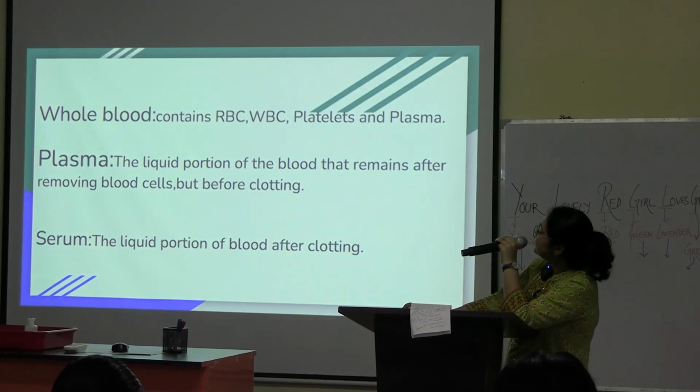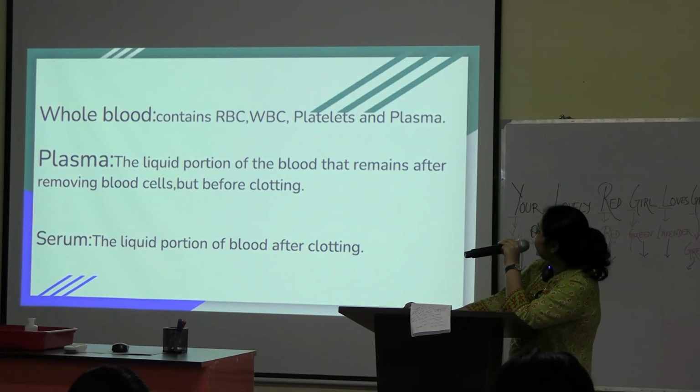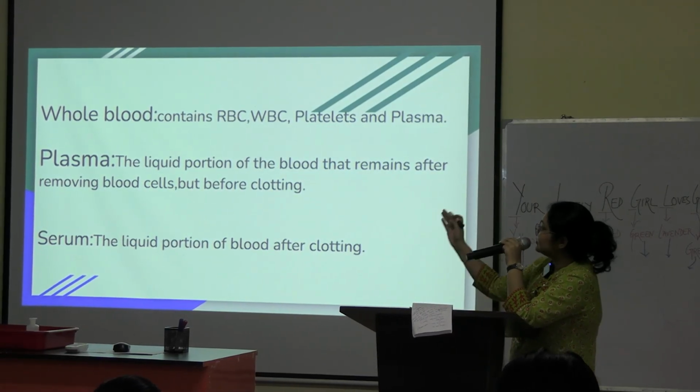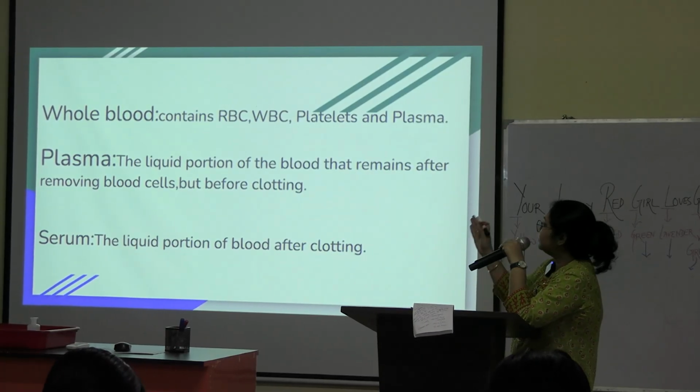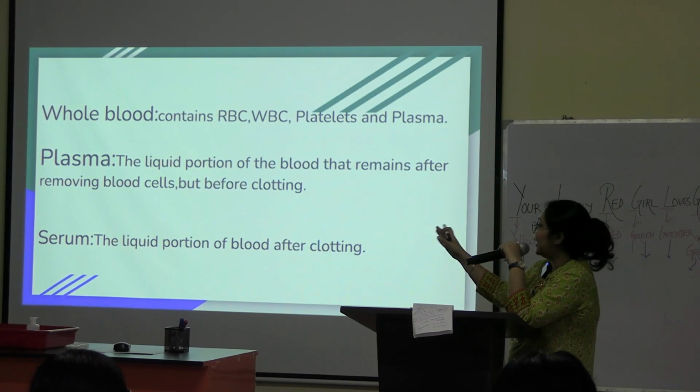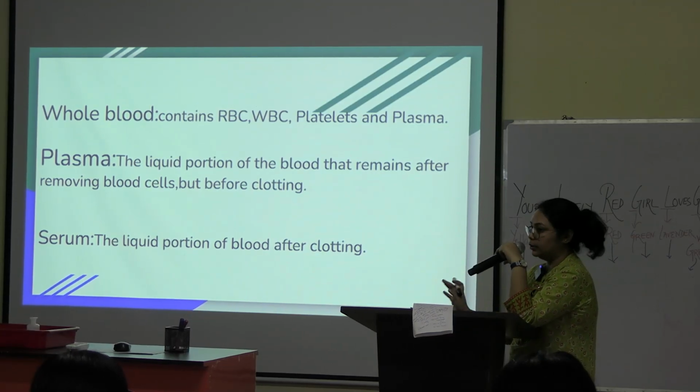So, whole blood contains RBC, WBC, platelets and plasma. And serum and plasma are the liquid portion of the blood. But before clotting it is plasma and after clotting it is the serum. Okay.